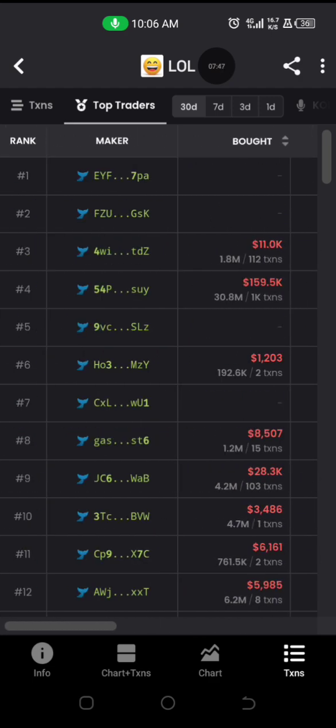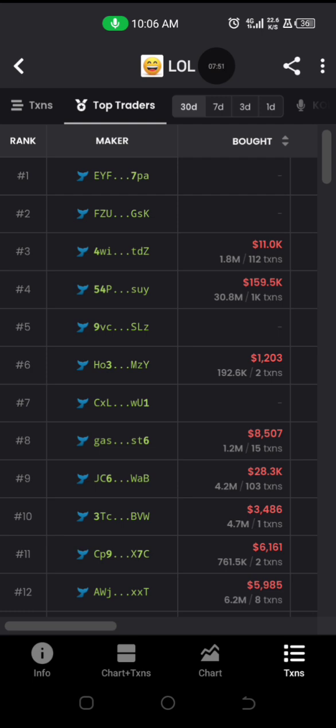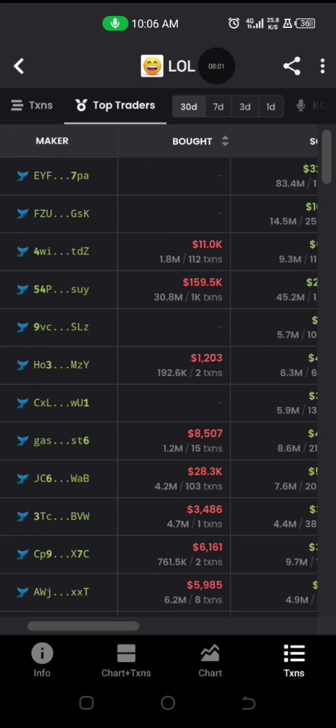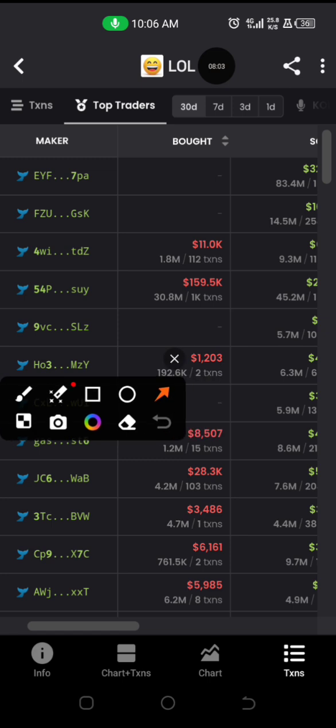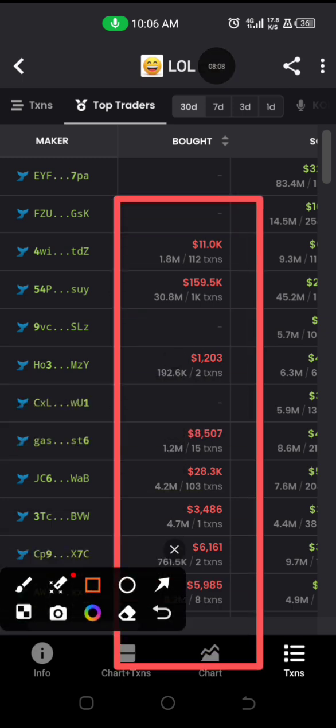So the first one you see is the serial number, then this maker, that is the wallet. I have explained what maker is all about. If you watch my other videos, you will see. And this area, that is the bots. Those wallets, how many do they buy, you are going to see, and the numbers, the pieces, how many transactions.